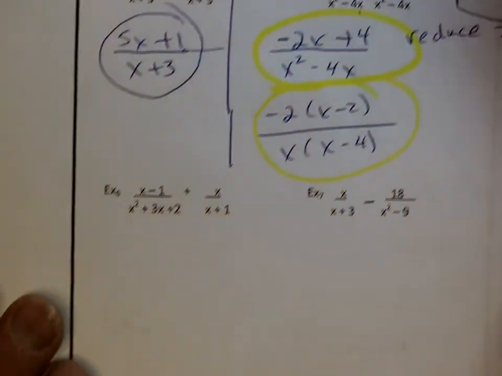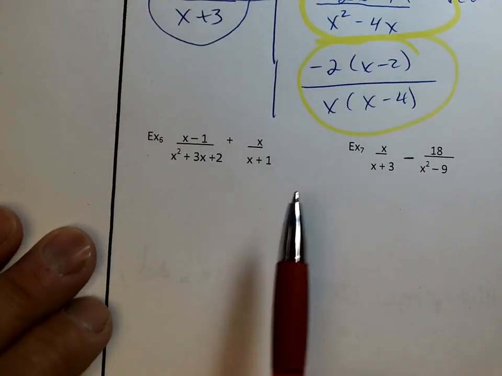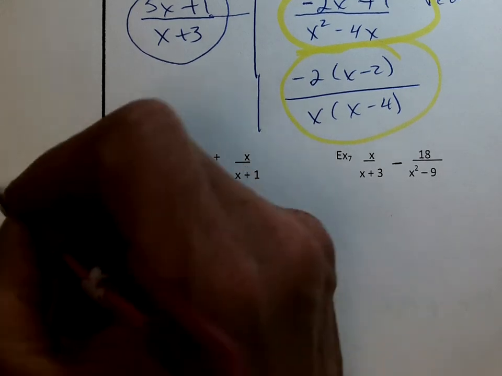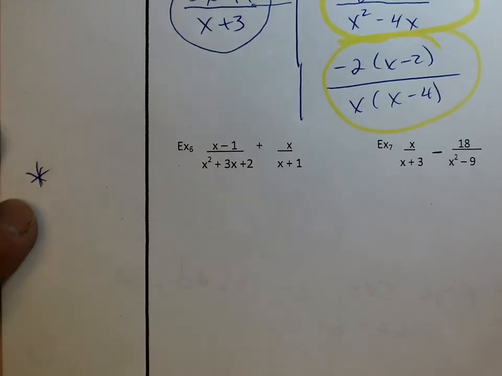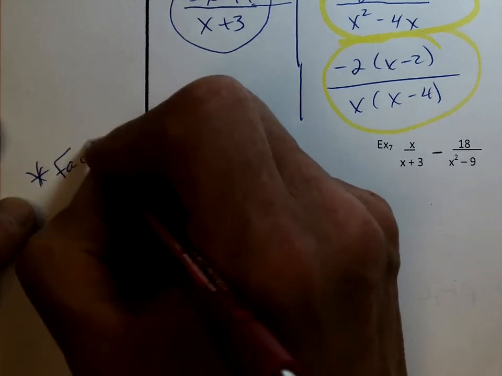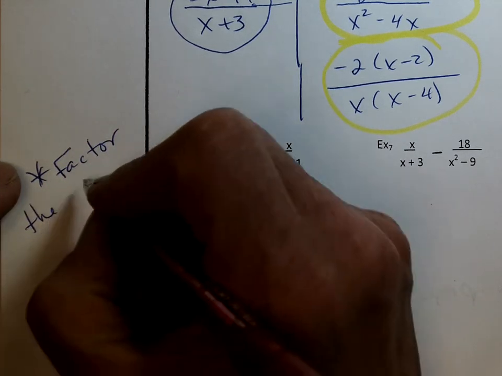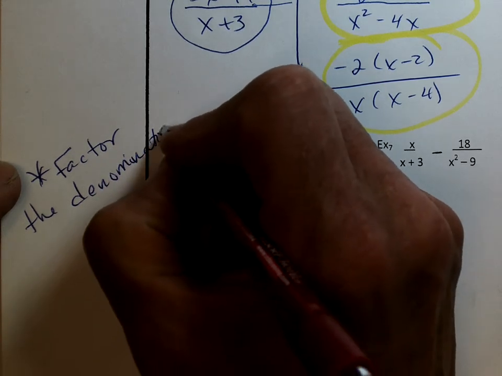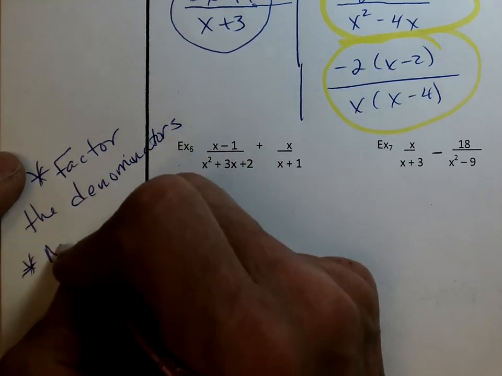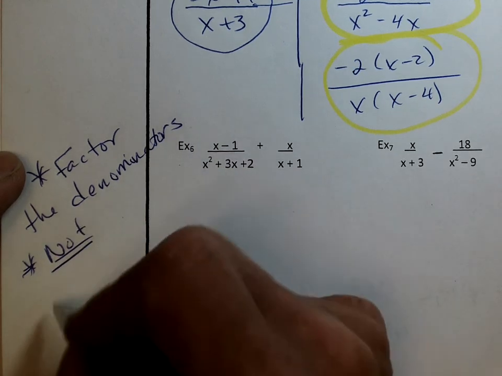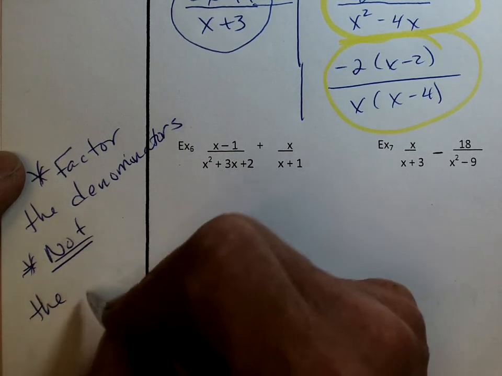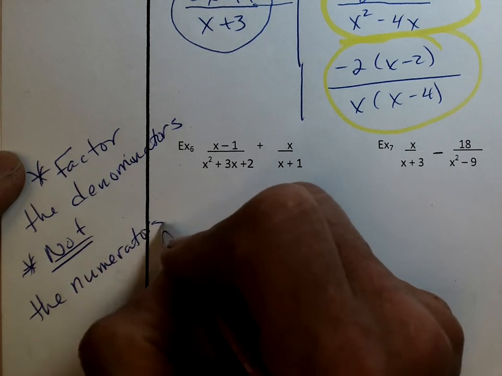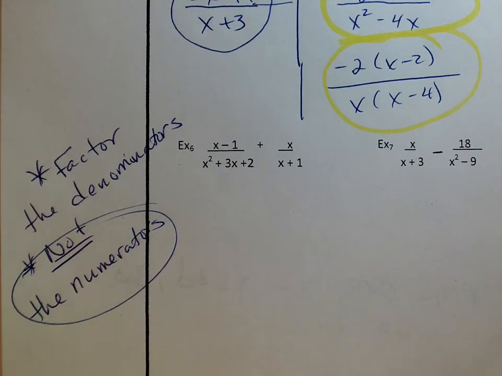Example 6. Example 6 is different because there is no common denominator. So here's what we're going to do right off the bat. Little hint: factor the denominators. Put a little star. Not the numerators. That's the top, right? Don't factor the numerators until you're done.